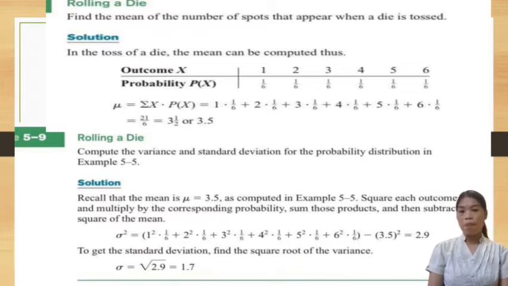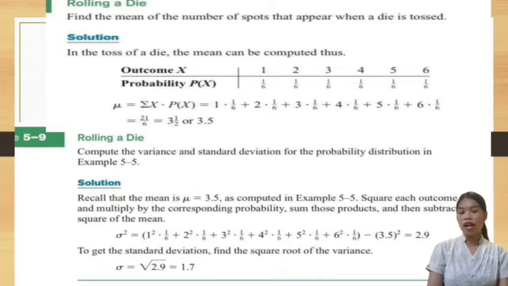bracket minus mean squared. So, first, what we will do is square every outcome and then multiply by the corresponding probability. So, first is 1 squared times 1/6 plus 2 squared times 1/6 plus 3 squared times 1/6 plus 4 squared times 1/6 and so on, until we reach the 6th outcome, the same process. And then, we sum up all of them. The total, we subtract the mean, which is 3.5 squared.